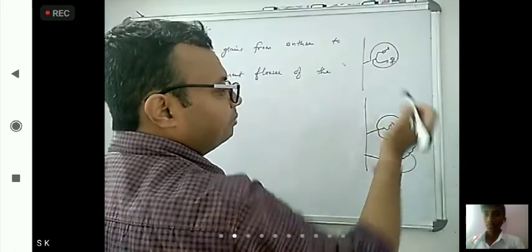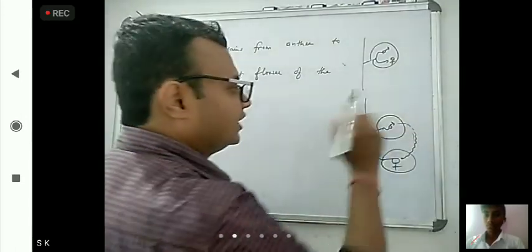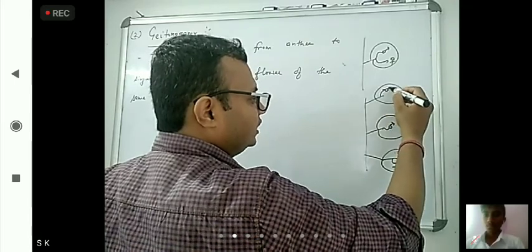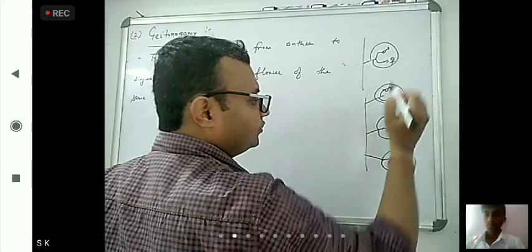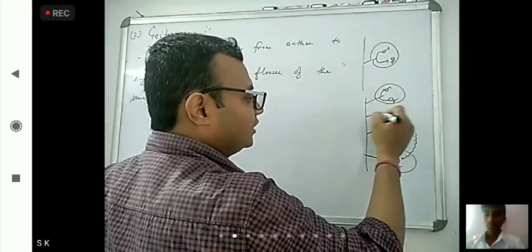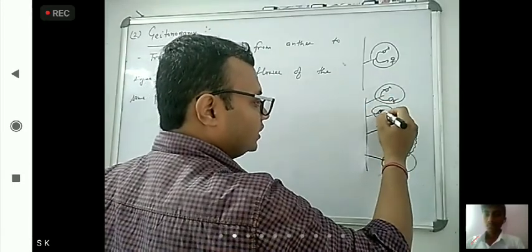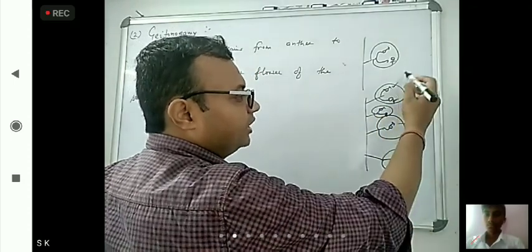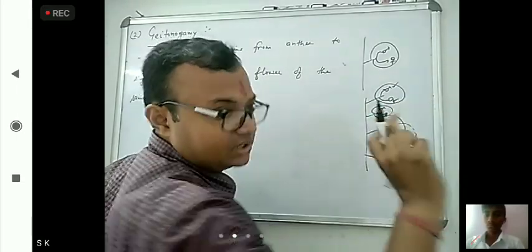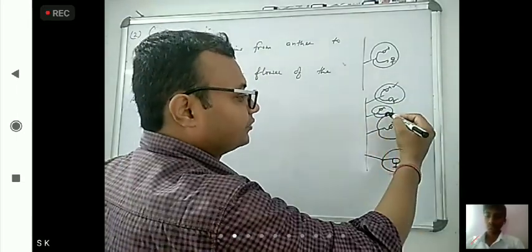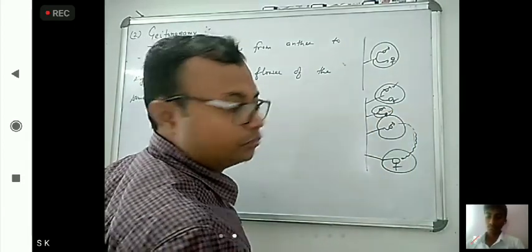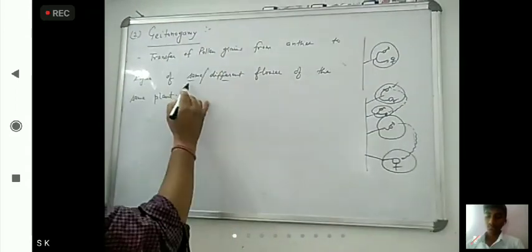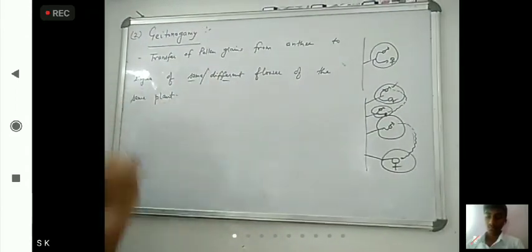Sometimes the maturity of reproductive organs is different. Here male is there, here female is there. Another flower is also there, here male, here female. Sometimes the male develops but the female takes more time to mature. Here the female develops, but the male takes more time. So the male transfers pollen here. That's why it is the same or different flower of the same plant.